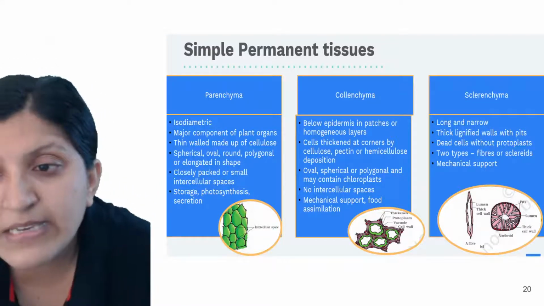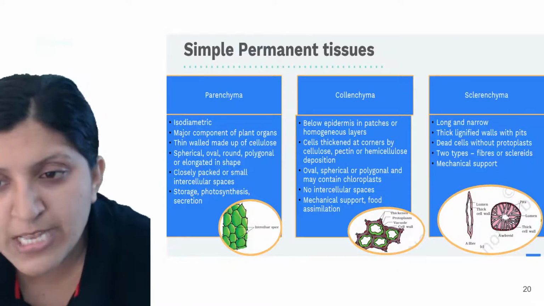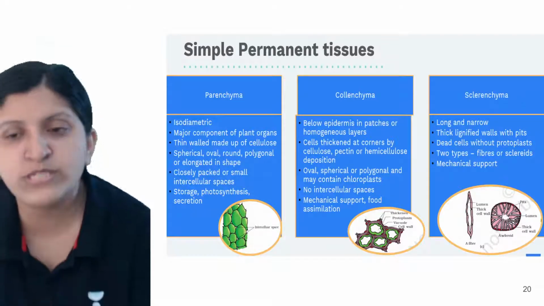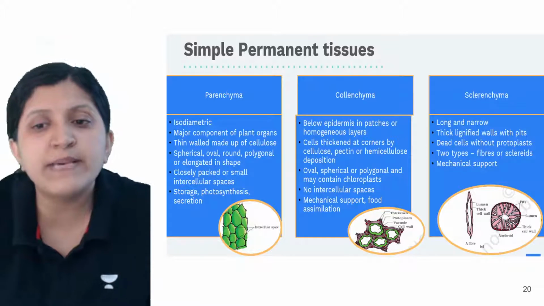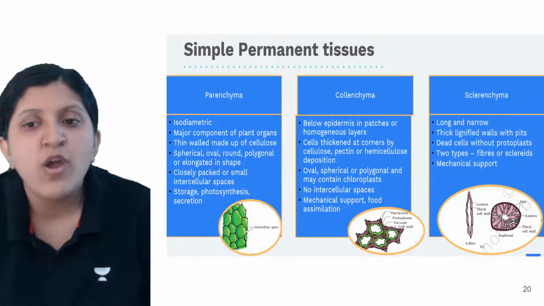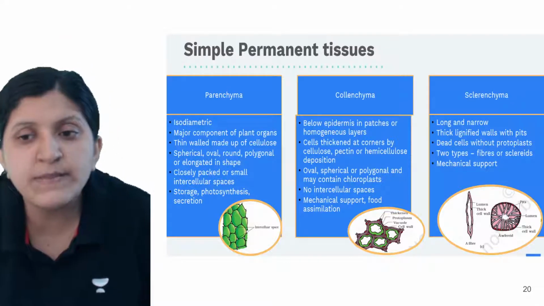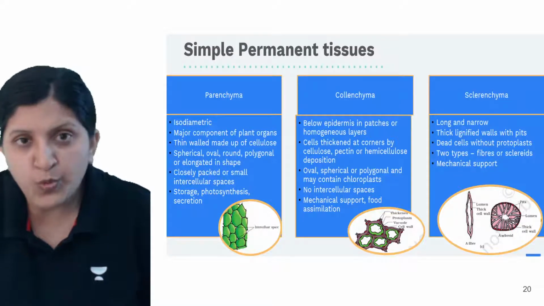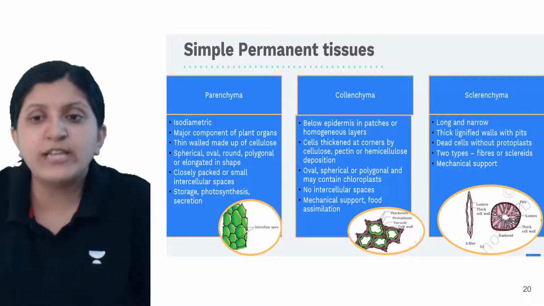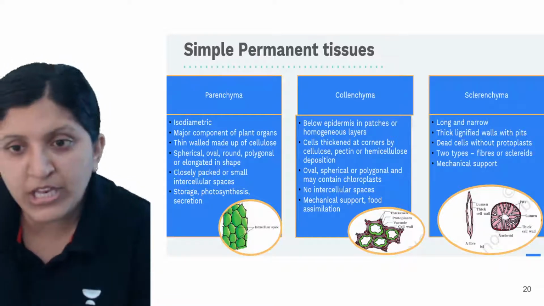So cells are thickened at the corner, so that is by cellulose, pectin, hemicellulose deposition can also be there. Then these collenchyma cells can be oval shaped, or these can be spherical or polygonal, and even may contain chloroplast. So with respect to that, again there is a variation.